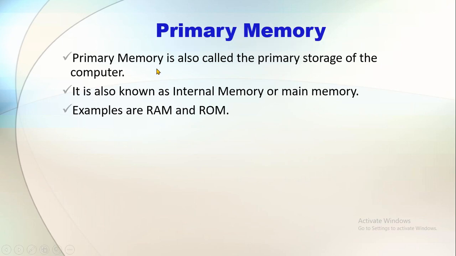Here, a primary memory is also called a primary storage or a temporary storage memory. It is also called internal memory or the main memory of the computer. Examples of primary memory are RAM and ROM.